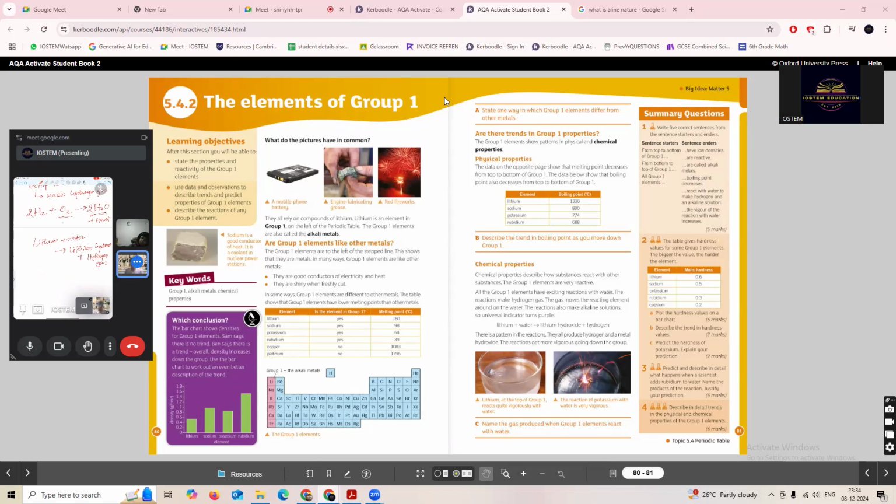Understood? Okay, so as you said, group 1 elements react vigorously with water. Vigorously means it creates lots of heat, and violently. Lots of sparks are there. Okay?